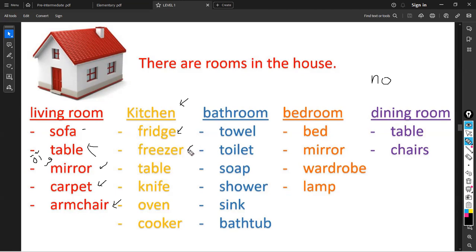Okay. How many freezers do you have in your kitchen? There is a freezer. Bravo. How many tables do you have? There are two tables. Amazing. How many knives do you have in your kitchen? There are maybe six or seven knives. Amazing, thank you. What about ovens? How many ovens do you have?